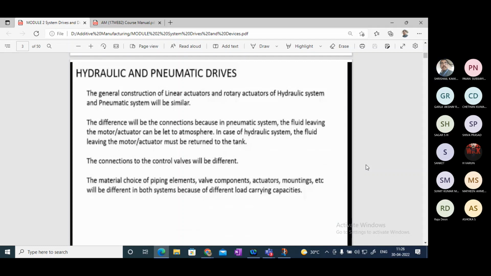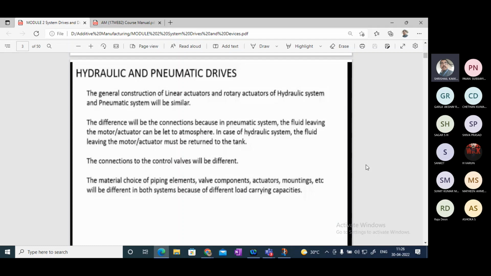What is a drive? A system which gives a mechanical output by taking some source of input. If the source of input is air, it is a pneumatic drive. If it uses hydraulics, it is a hydraulic drive. Now the general construction of linear actuators and rotary actuators. Whether it is a pneumatic or hydraulic system, there are two basic classifications: one is the rotary drive, and another is the reciprocating or linear drive.